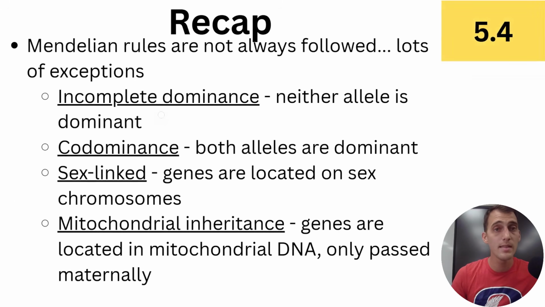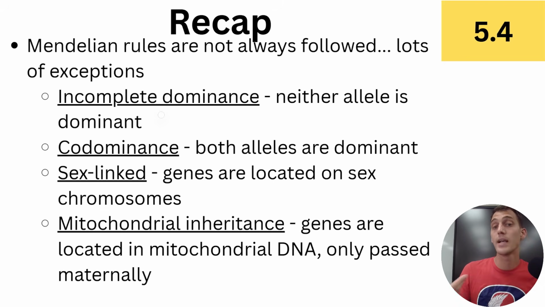All right, so let's recap here just in case you missed anything or I missed anything. I'm just going to briefly run through these. Mendelian rules are not always followed. There are always lots of exceptions. Independent assortment of genes is not always how it works, okay? There's incomplete dominance, where neither allele is dominant. Codominance is when both alleles are dominant. That was with the blood types. Incomplete dominance was the flower colors, the pink flowers.